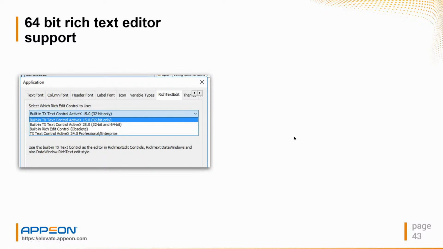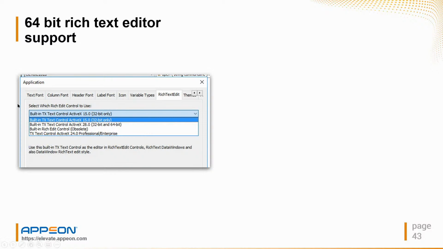This is the item that I was referring to at the very beginning about R3 kind of invalidating some of the information as far as the rich text editor support for R1 and R2. So you still have the TX Text Control ActiveX Professional Enterprise option if you want to provide your own license. That's not really necessary anymore. There is the built-in rich edit control, which is now considered obsolete and really not recommended for use any longer.